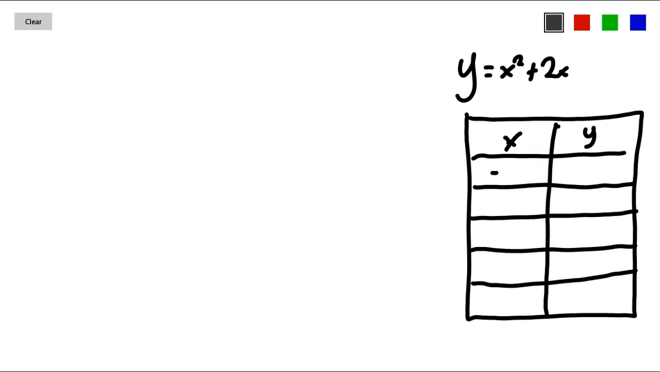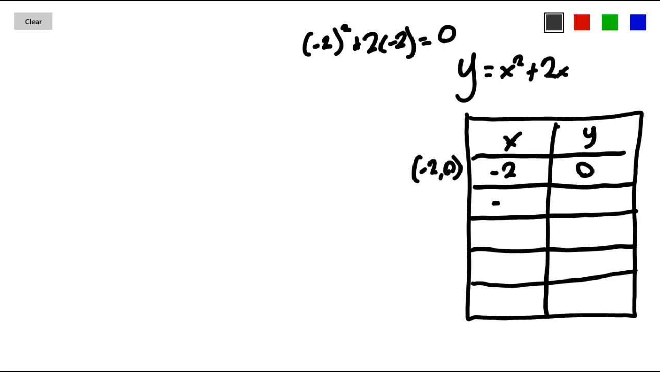So if I have x is equal to -2, I would plug in -2 for x and see what I get. So -2 squared is 4, and 2 times -2 is -4. 4 minus 4 gives me 0. So I'm going to have 0 in for the y-coordinate there.